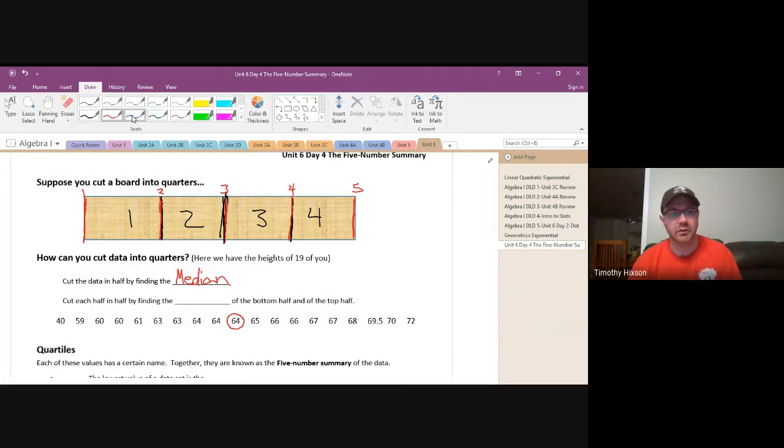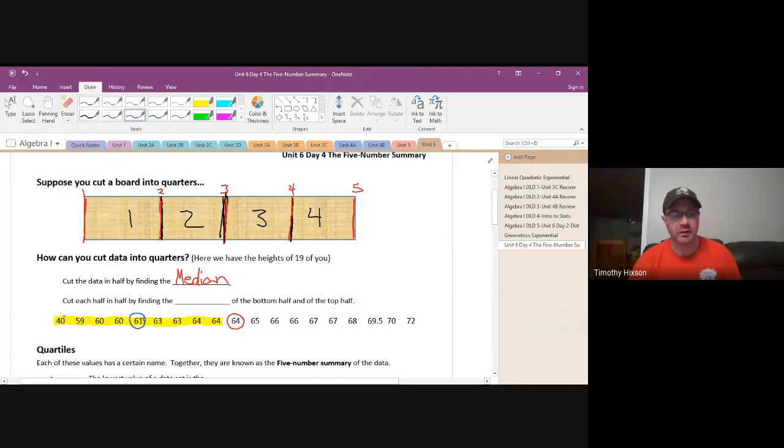And now what we're going to do is take each of those halves and cut it in half. So I want to highlight what we're doing here. I'm not going to include the 64 that is our median. I'm going to include all of these scores to the left, and I'm going to find the median of those scores. So for right now, I'm ignoring everything else, and I'm just going to find the median of those scores. As I said, there are 1, 2, 3, 4, 5, 6, 7, 8, 9 of those scores. So that means the fifth one is going to be the median of those scores.